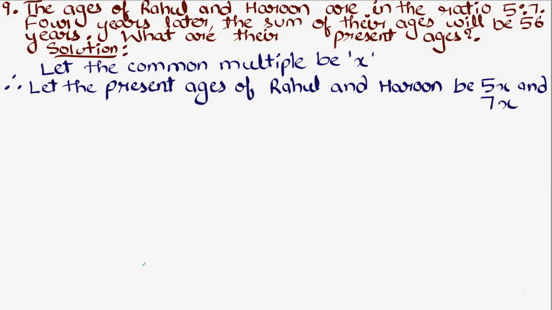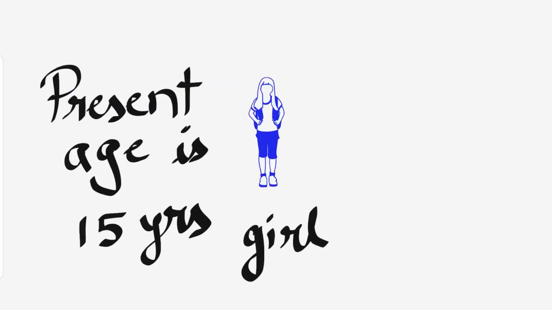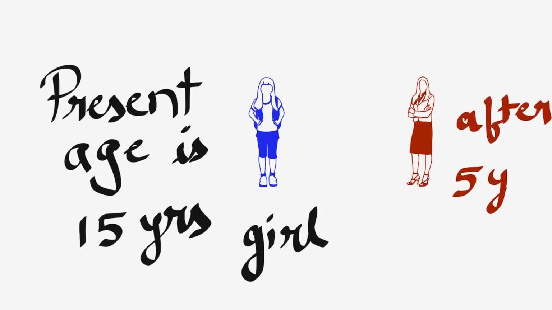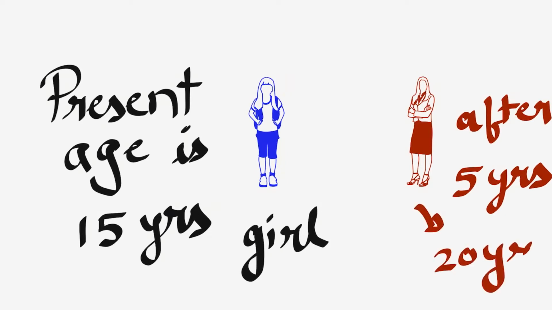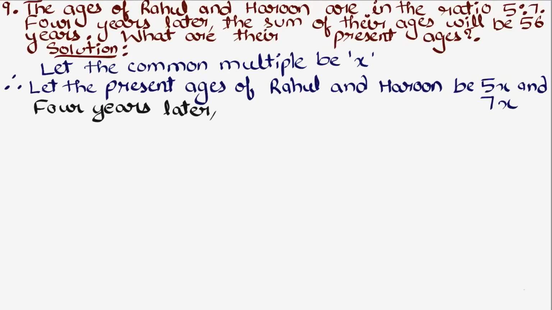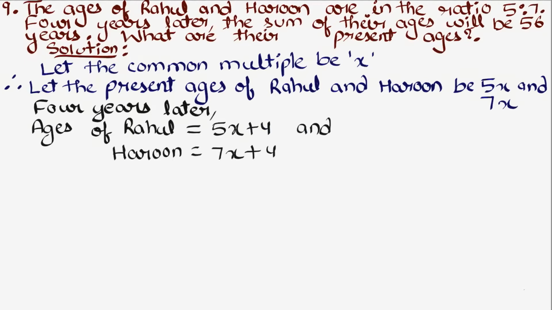Now in the question they are giving the condition that we have to consider, that is after 4 years. If there is a girl whose present age is 15 years, what would be her age after 5 years? That would be 15 plus 5, which is 20 years. Obviously after 5 years she is not going to be the same age that she is right now, so her age would increase by 5 years. Similarly in this case, we are considering the ages of Rahul and Haroon after 4 years. That would be the addition of 4 years to their ages, that is, the age of Rahul 5x plus 4, and the age of Haroon 7x plus 4 respectively.